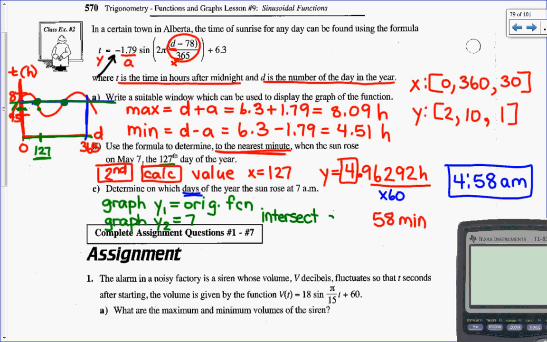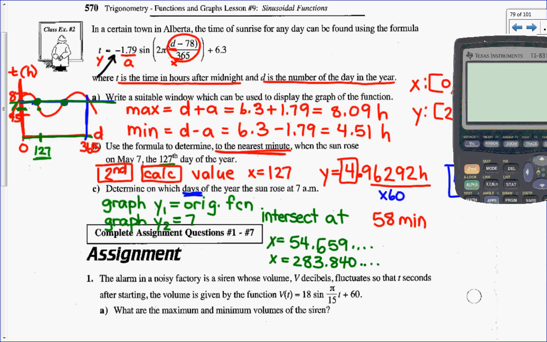They would intersect at x equals 54.659, and it goes on and on, and x equals 283.840, and it goes on and on. But because this asked us for which days of the year, you wouldn't really have part days or decimal days. So you would say on days, and you would use regular rounding rules. It makes sense in this case. Day 55 and day 284.